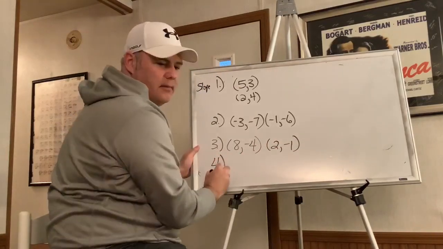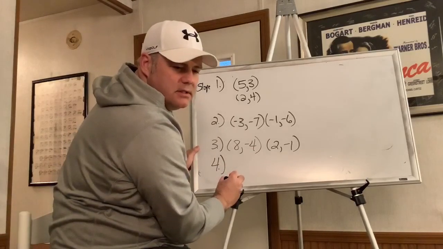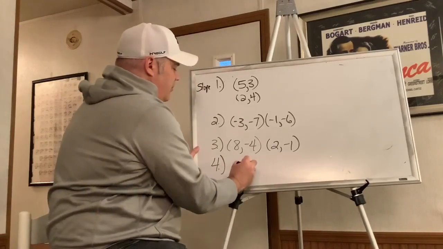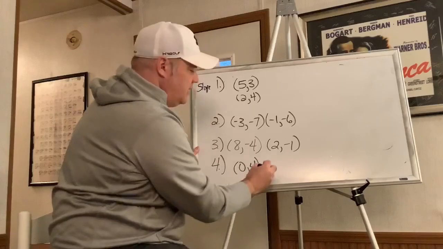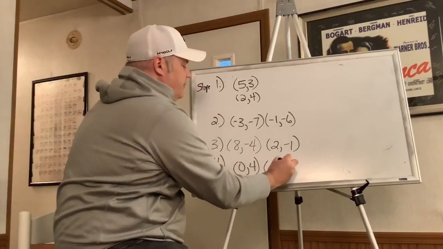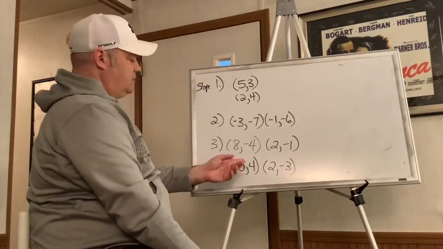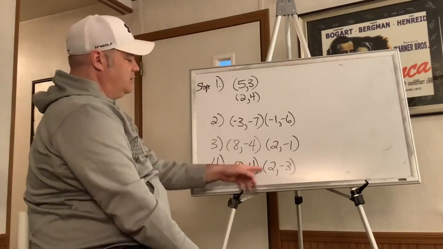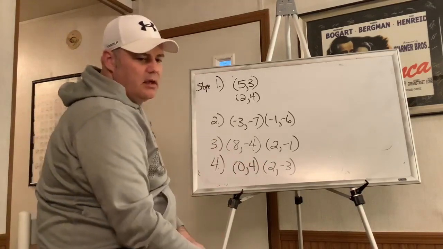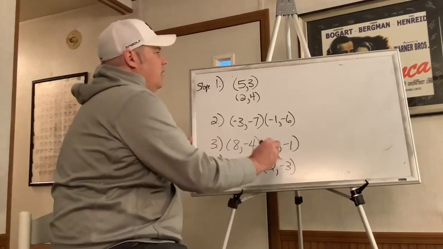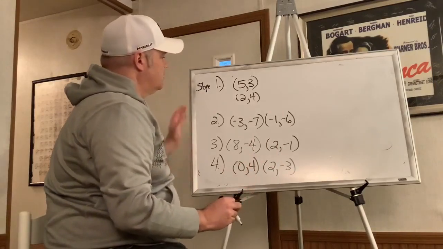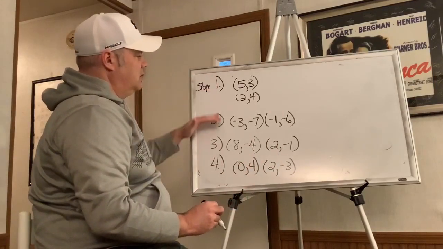And number 4 is 0, 4. And 0 is a number, so just plug it in like any number. 2, negative 3. So just to give you an example, when I do the x minus 2 minus 0, it's just like a 0. Then I want you to, so that's your slope problems.